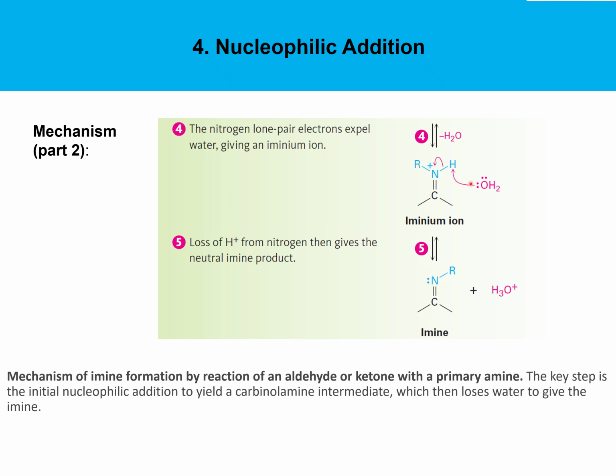This continues with an iminium ion being formed. After the nitrogen has pushed out the water molecule, we'll have a double bond between nitrogen and carbon. We'll also have a proton on this nitrogen that we're going to remove by using water or some other base in the reaction. That also gets rid of the positive charge on the nitrogen. That gives us the final product, which is an imine.